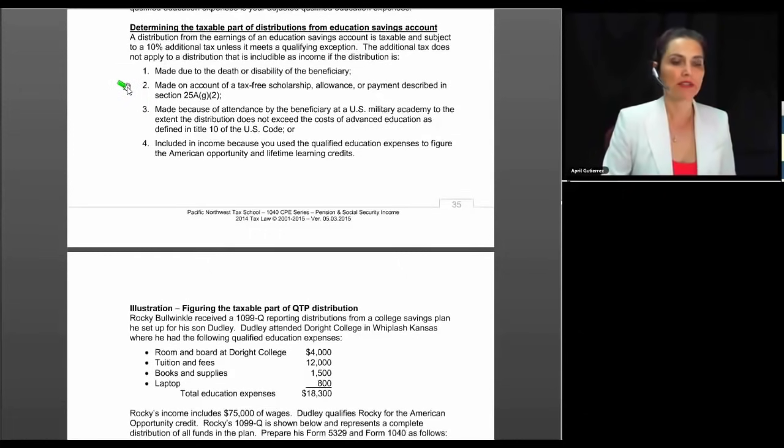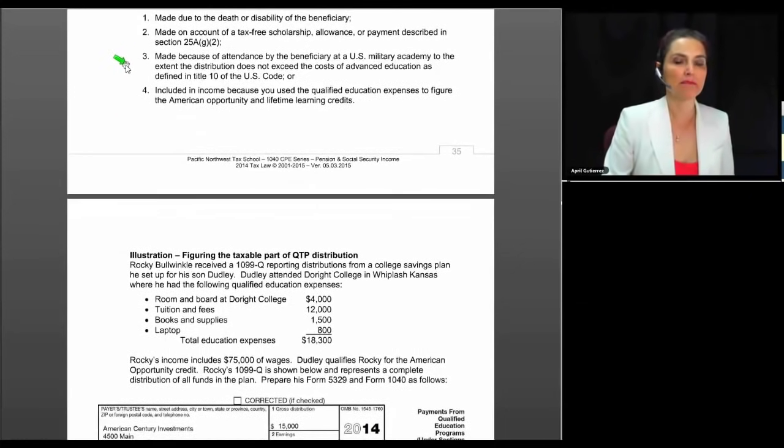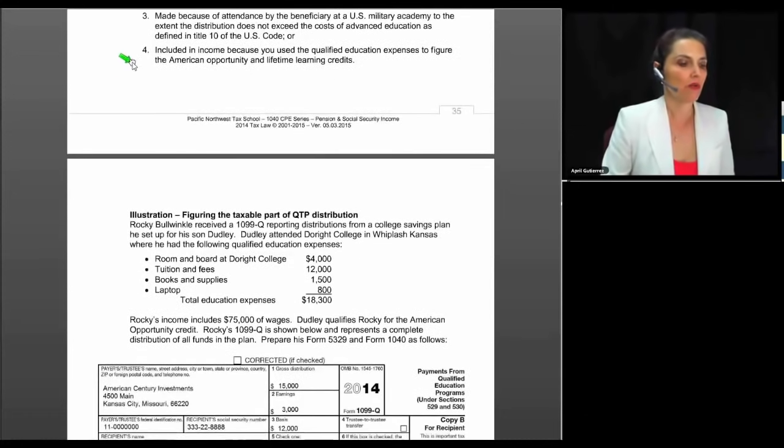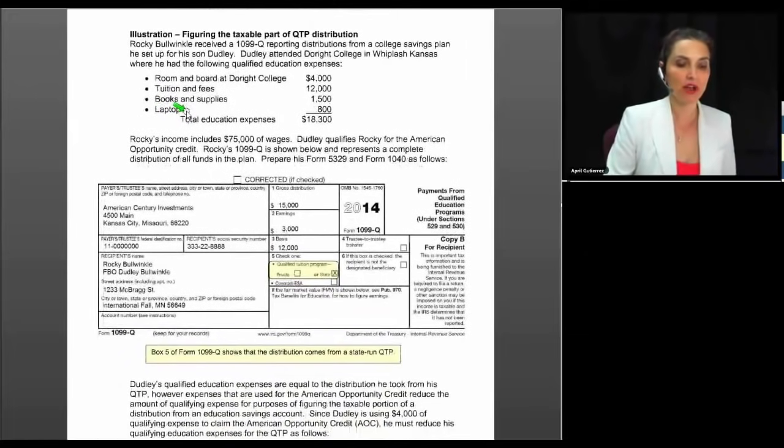or made on account of a tax-free scholarship, allowance, or payment described in Section 25A, or made because of attendance by the beneficiary at a U.S. military academy to the extent that the distribution does not exceed the cost of advanced education, or included in income because you used the qualified education expense to figure the American Opportunity and Lifetime Learning credits. So let's see how all of that would work.